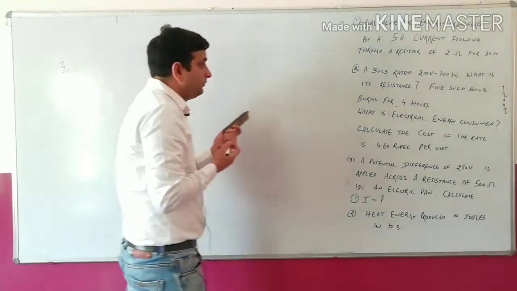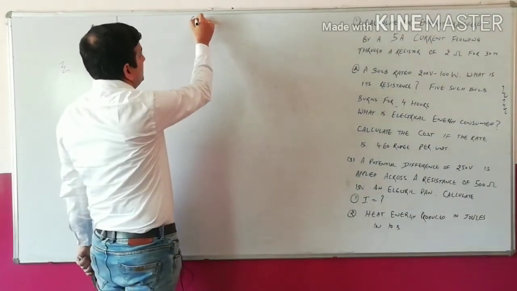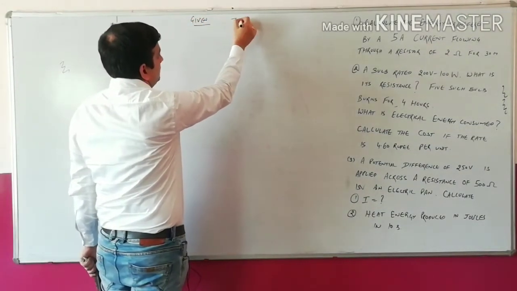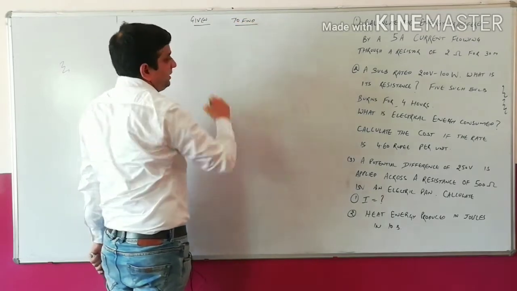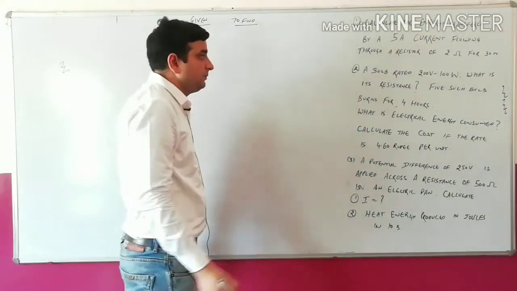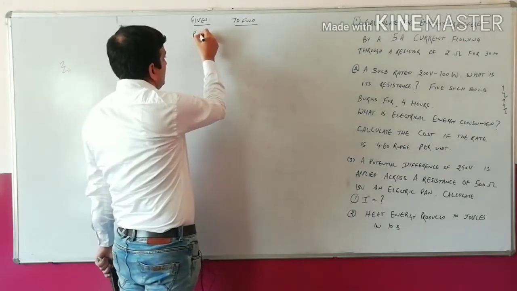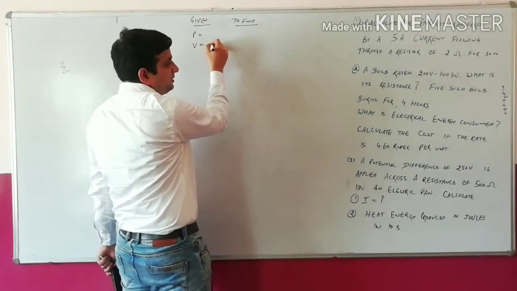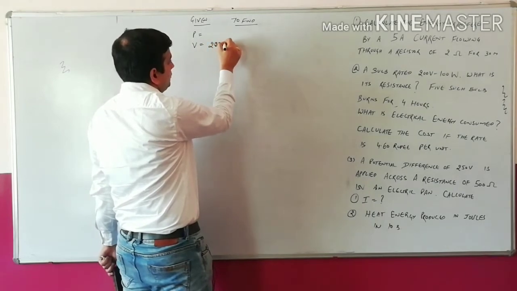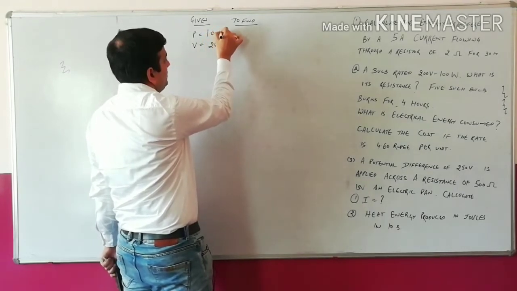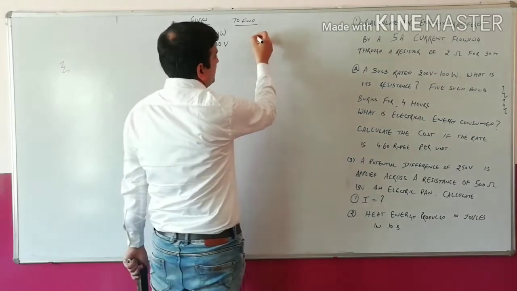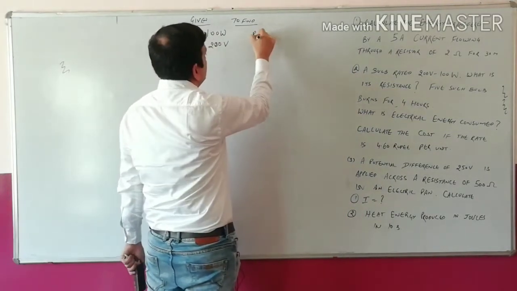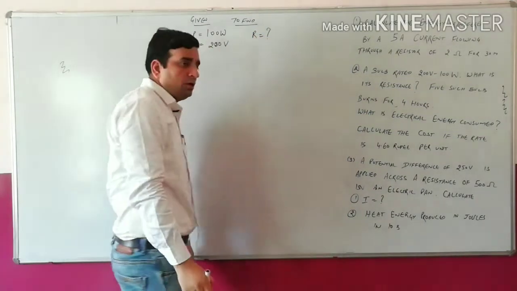So again, divided into 2 parts: given, and what we have to find out. We will find them step by step. So in the first statement, what is given? A bulb rated 200 volt. So potential difference is given 200 volt and power is written 100 watt. 5 such bulbs, and what is its resistance?